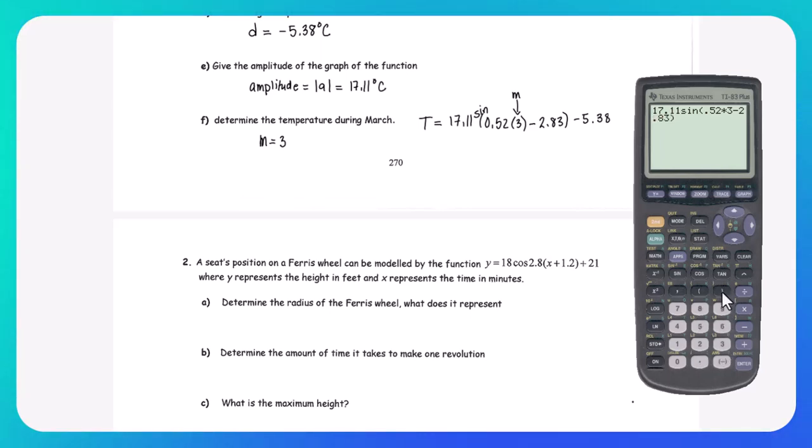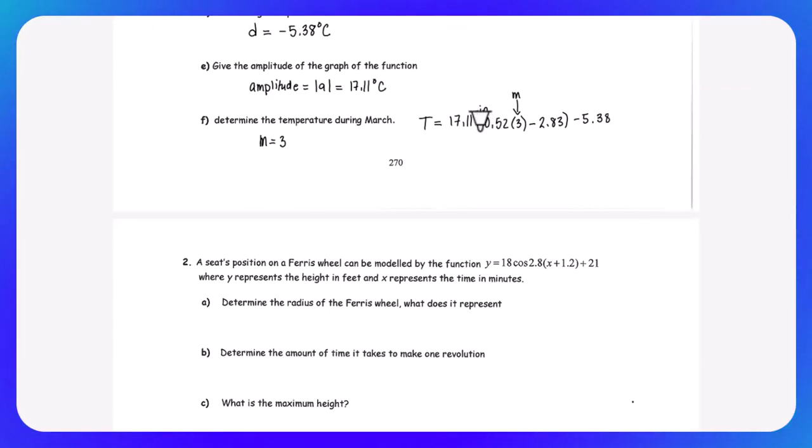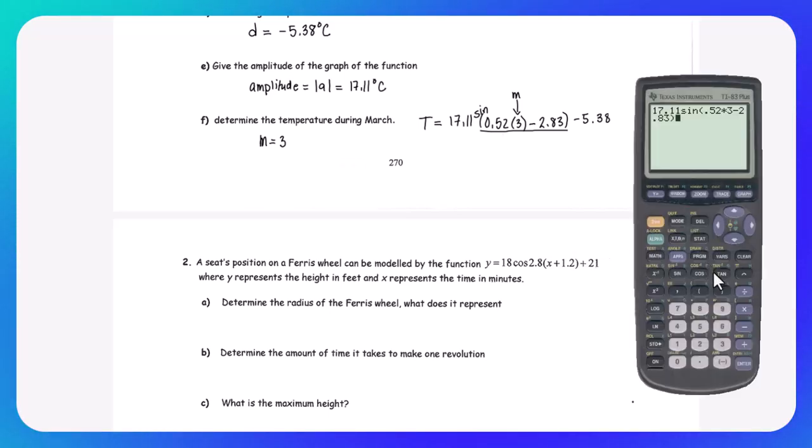We need to close the bracket. If you don't close the bracket, what you're telling the calculator is that minus 5.38 is inside the bracket, and that's part of the sine, which is just not the case. The only thing that the sine is taking is this right here. So then we're going to subtract 5.38, and we get negative 21.72 degrees Celsius. Let's round it to a tenth.